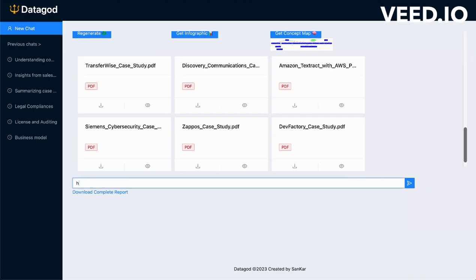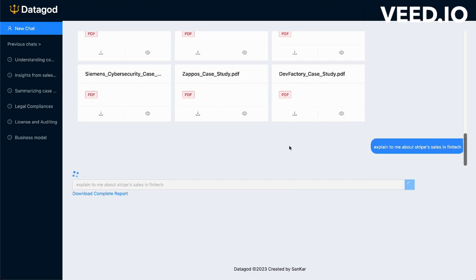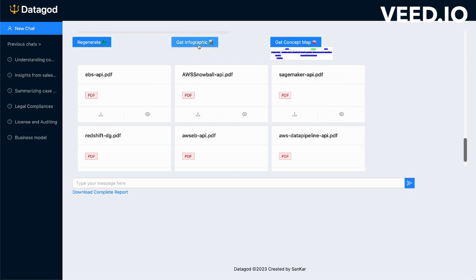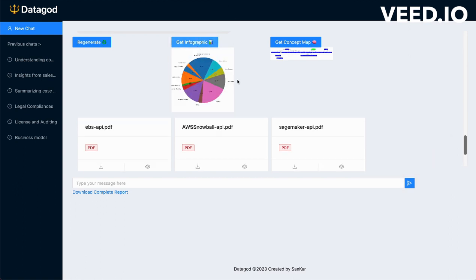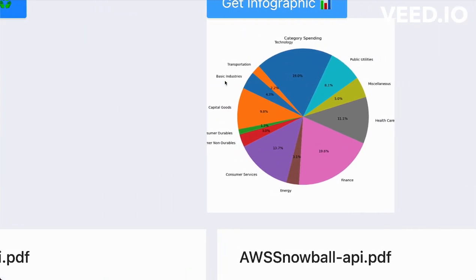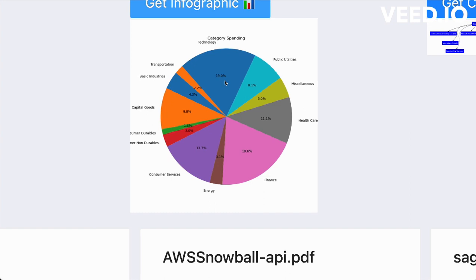You can even ask it to explain to me about Stripe's sales in fintech. And you could get an infographic for it. It could even be able to cite it. It might not always be able to generate an answer, but it definitely is able to go ahead and get some level of an answer for you. So it can tell you something along the lines of, hey, Stripe basically was using these AWS services. This was the case study, and this was the kind of category spending they had.